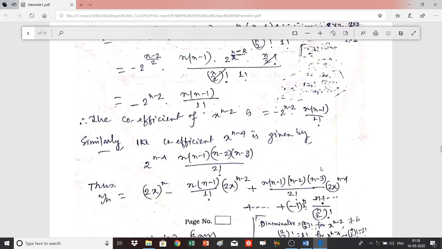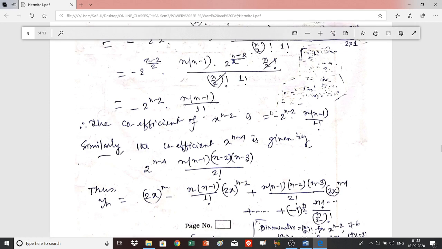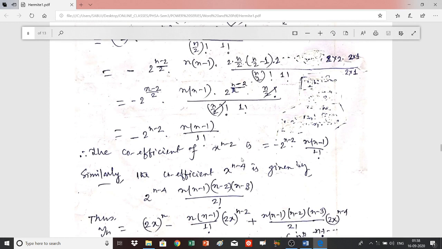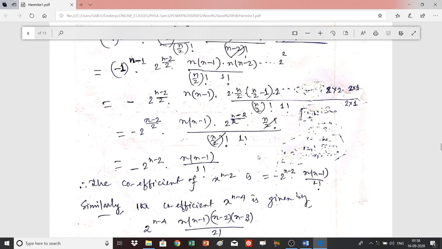Similarly, the coefficient of x to the power n minus 4 is given in accordance with this, that is equal to, since the first term was minus 1 to the power n minus 1, so it is negative. But for the case of n minus 4, it will be minus 1 to the power n minus 2 will be there, that is it will be a positive sign. So 2 to the power n minus 4, then n into n minus 1, n minus 2.